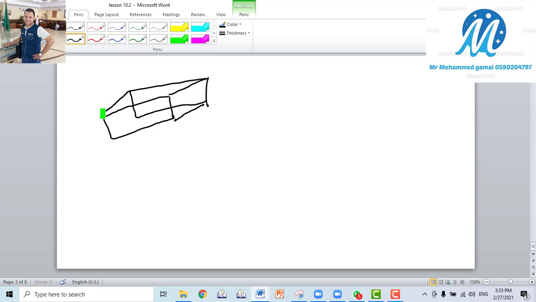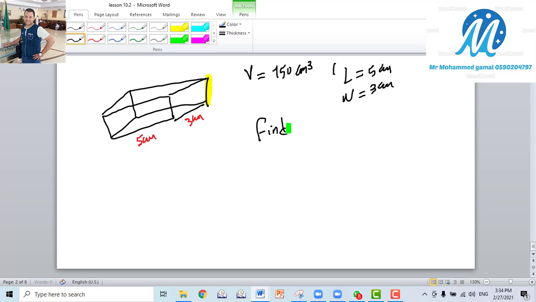So here you have a rectangular prism which has dimensions 5 centimeters and 3 centimeters, and here the question is going to ask you about the height. You have a volume, which is 150 cubic centimeters, and you have the length and width. Your length and width are 5 centimeters and 3 centimeters. What is the question? Find the height.